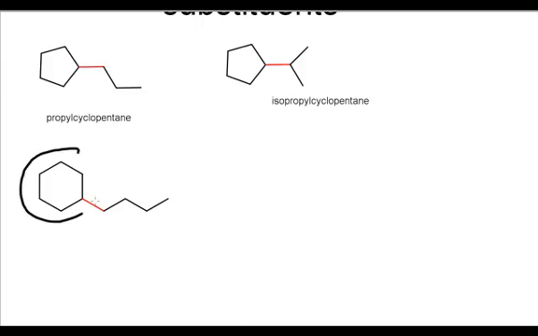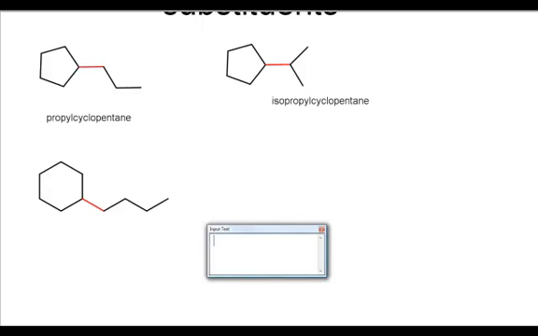I have a 6-membered ring, and attached to that 6-membered ring is a 4-carbon chain, right? So a 6-membered ring tells me that this is a cyclohexane, right? And my 4-carbon attachment is a butyl group. So this would be butylcyclohexane.